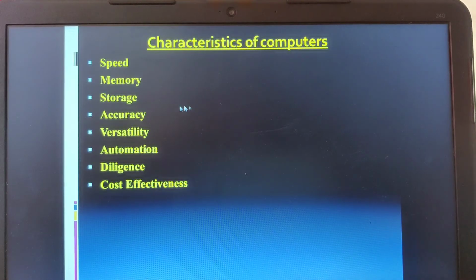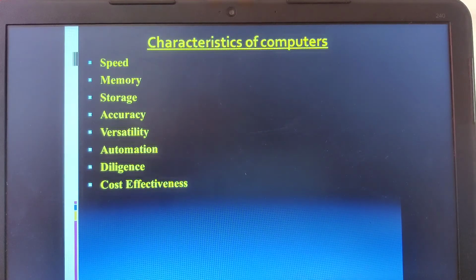Moving on to the next one, that is versatility. Versatility means the computer is capable of performing almost any task, provided the task is divided into a series of logical steps. Say, for example, 2 plus 5 into 3 is one of my instructions. How do you reduce this expression? You will apply the BODMAS rule and first do 5 into 3, that is 15. Then you add 2 plus 15, that is a total of 17.